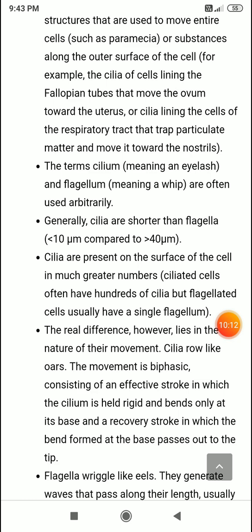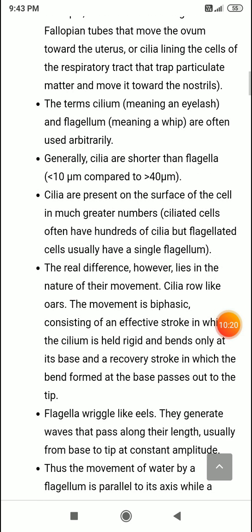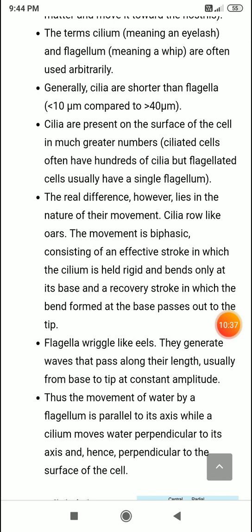Ciliated cells often have hundreds of cilia, but flagellated cells usually have a single flagellum. The real difference lies in the nature of their movement. Cilia row like oars. The movement is biphasic, consisting of an effective stroke in which the cilium is held erect and bends only at the base, and a recovery stroke in which the bend formed at the base passes out to the tip.